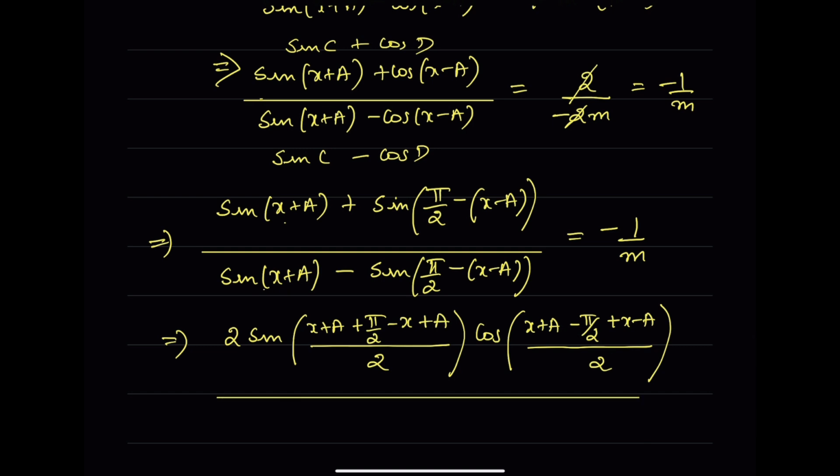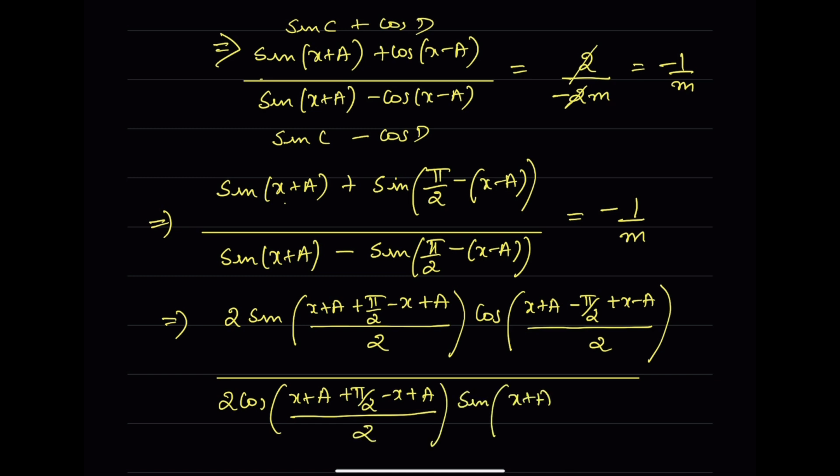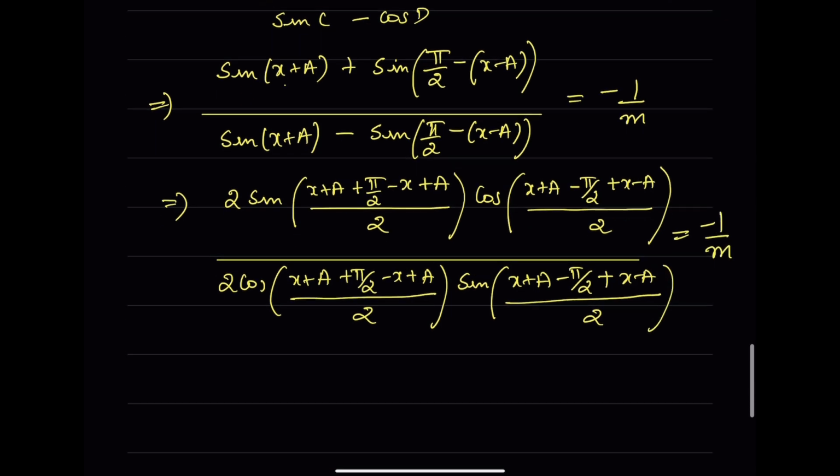divided by the denominator, which is sin c minus sin d. So that would be 2 cos of c plus d by 2. So it is x plus a plus pi by 2 minus x plus a divided by 2, and sin of c minus d by 2, that is x plus a minus pi by 2 plus x minus a, this divided by 2, which is equal to minus 1 by m.